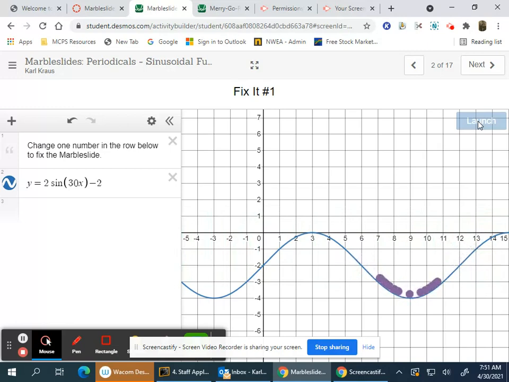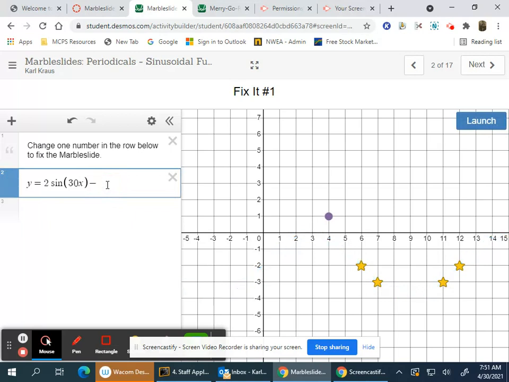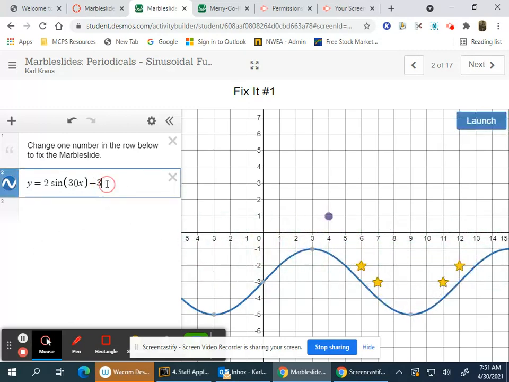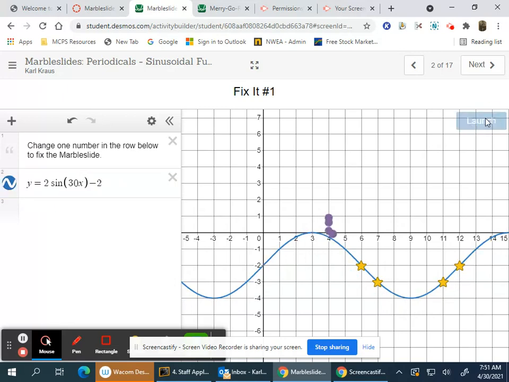Some people have made this -3, and that would still work. But to go exactly through the stars, if I make that a -2, then it connects together all the stars with a graph.